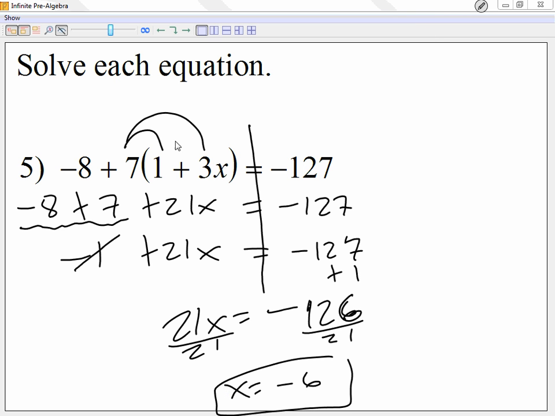So the idea is get rid of parentheses. I mean for today, get rid of parentheses, letters on one side, numbers on the other. And then the last part is divide by the number in front of the letter. We should call that the coefficient, but just call it the number in front of the letter. Any questions?